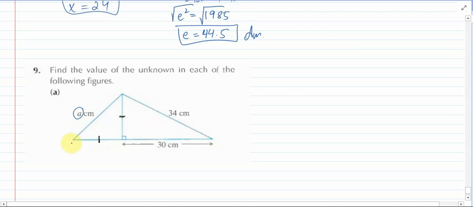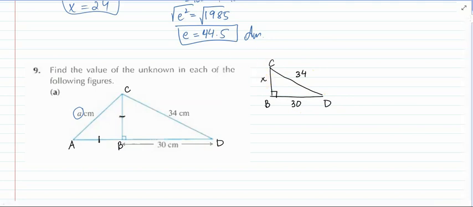Let's say I label the figure A, B, C, D. At first, consider the triangle BCD. It's a right angle triangle. This length is 34 and this length is 30, known, so you can find out the value of BC. Let's call this length X. Applying Pythagoras theorem, 34 square is equal to x square plus 30 square.